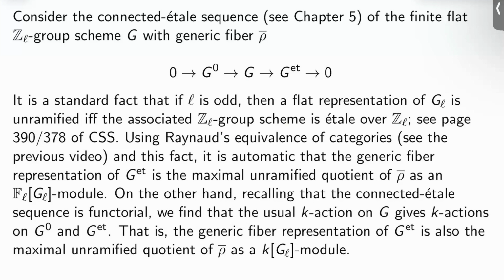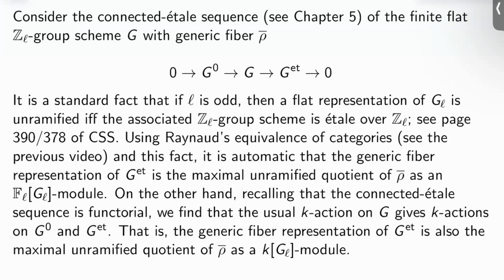This is proven on page 390 and page 378, kind of in tandem, of Cornell, Silverman, Stevens, but again, this is a well-known algebraic geometry thing. Using Raynaud's equivalence of categories, you can see the previous video, again, that was covered in chapter 5. And this fact, so this algebraic geometry fact, it's automatic that the generic fiber representation of G et is nothing but the maximal unramified quotient of rho bar as an FL GL module.